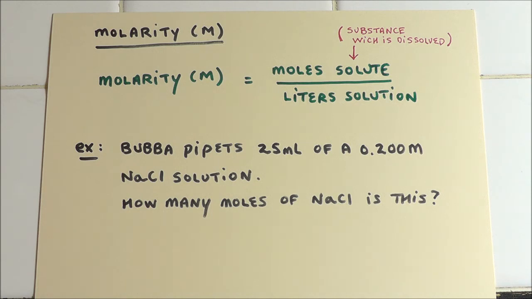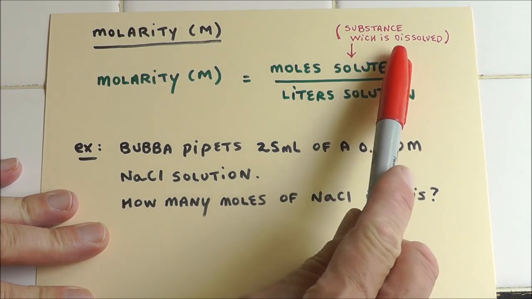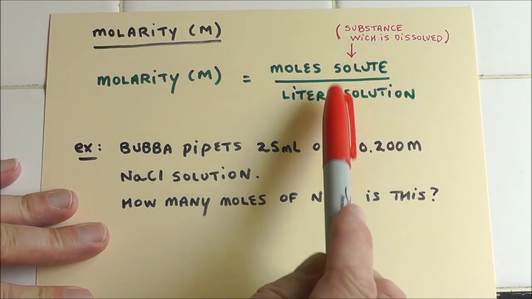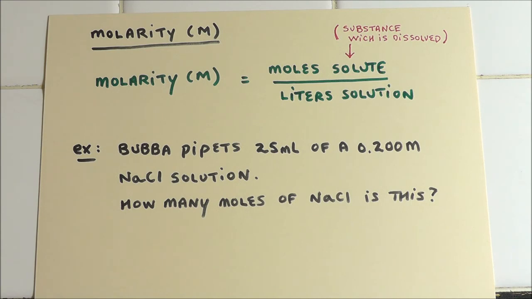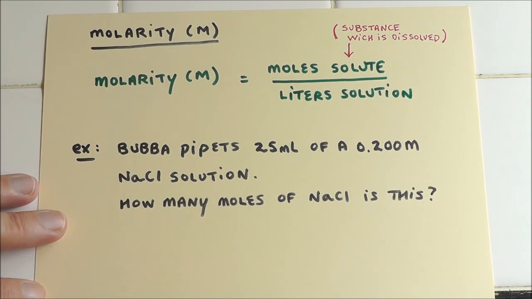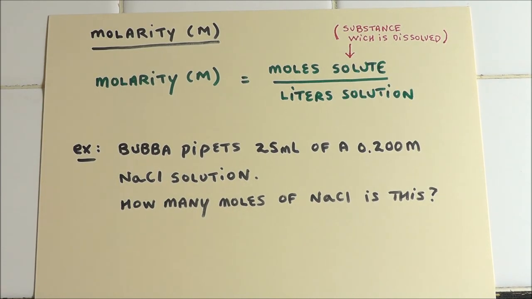We use molarity, which is moles of solute. Now a solute is the stuff that's being dissolved, divided by liters, of course, of the solution, and you all know what solutions are. So let's show you how to use that real quick. So we got this problem. Bubba pipettes 25 milliliters of a 0.200 M NaCl solution.